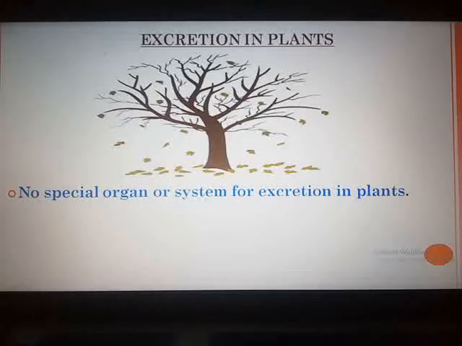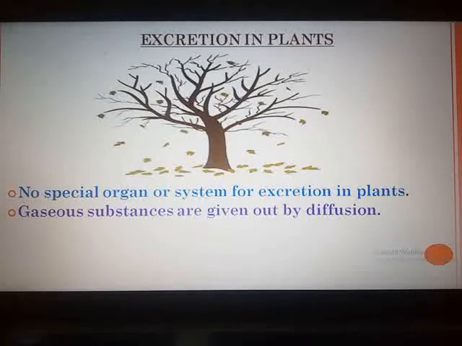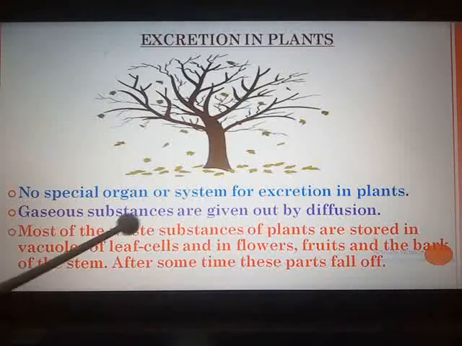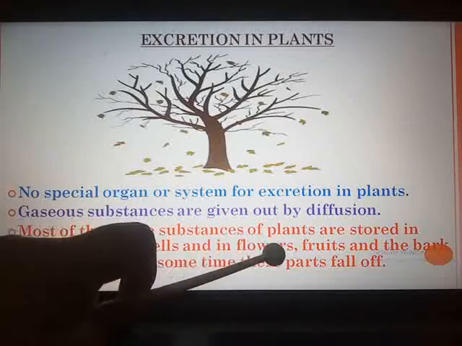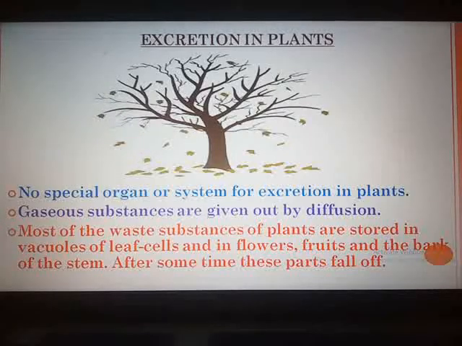Then how does this excretion take place? Here there are different modes, different ways by which plants excrete their waste. First, gaseous substances are given out by the process of diffusion. Most of the waste substances of the plants are stored in the vacuoles of leaf cells and in flowers, fruits and the bark of the stem, and after some time these parts of the tree fall off. Then some other waste materials are stored in the old and worn out xylem in the form of resin and gum.